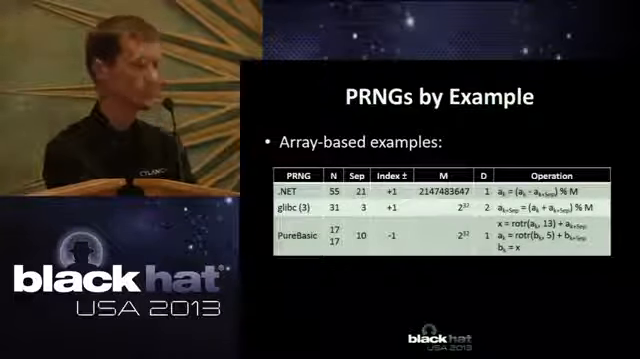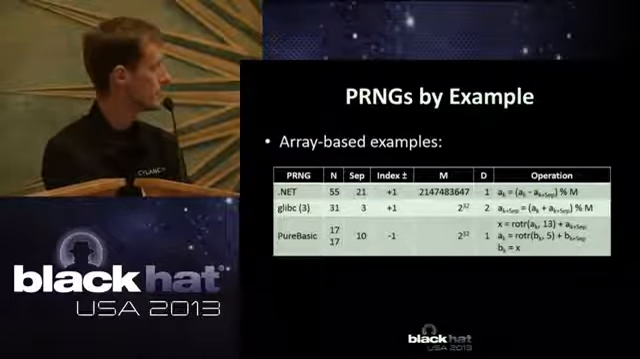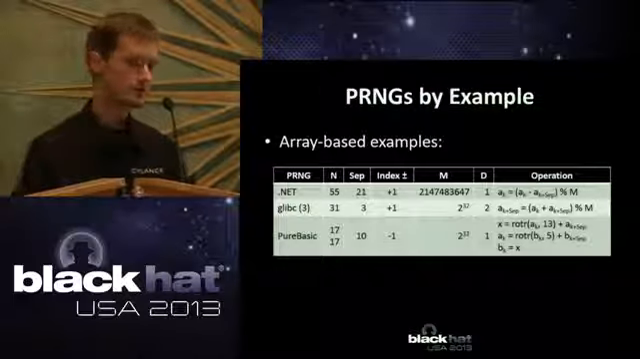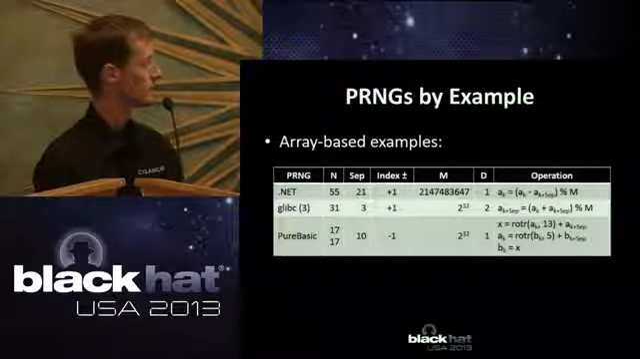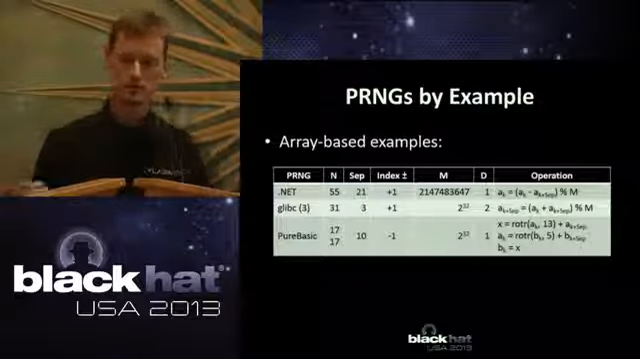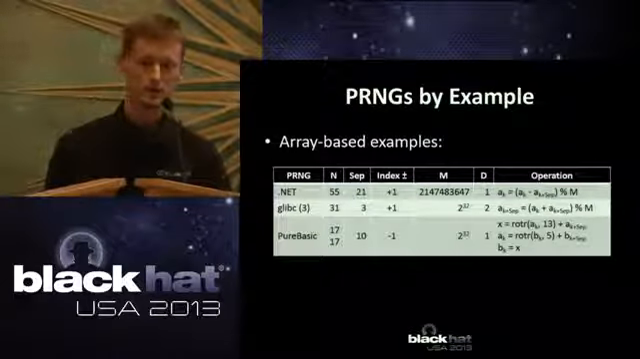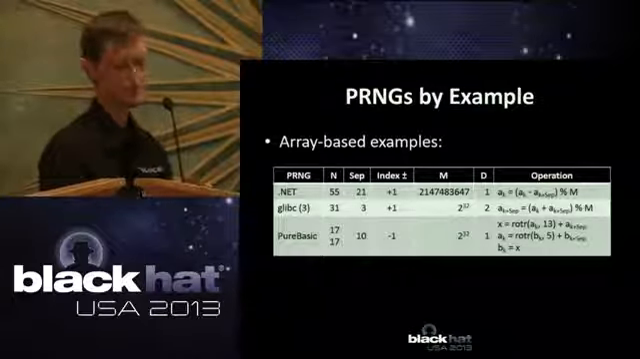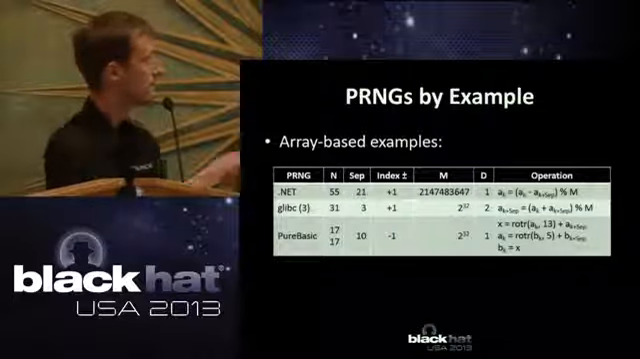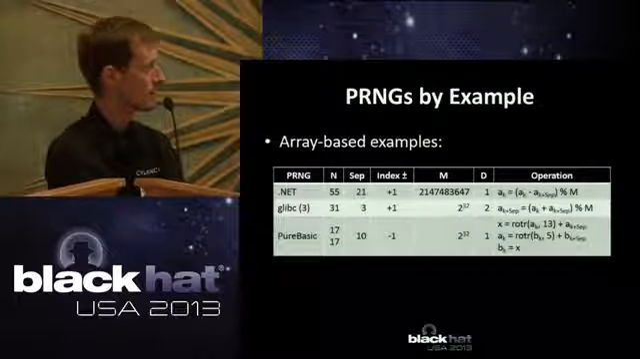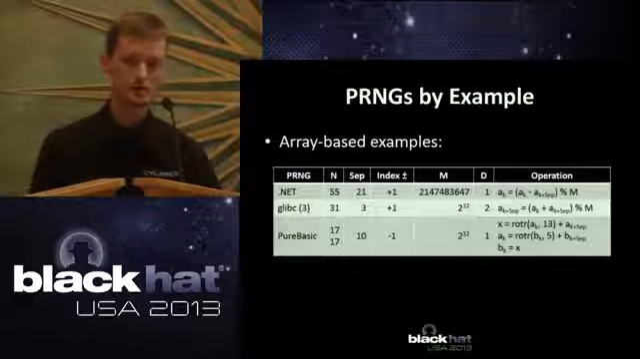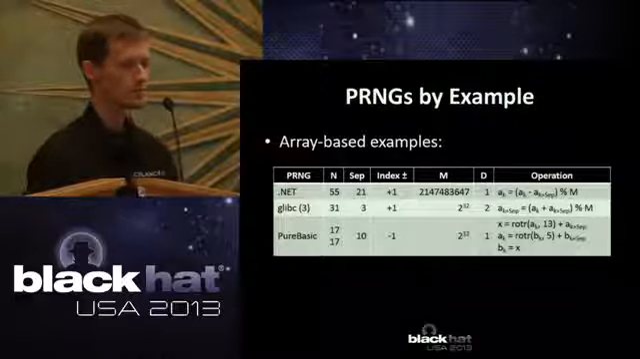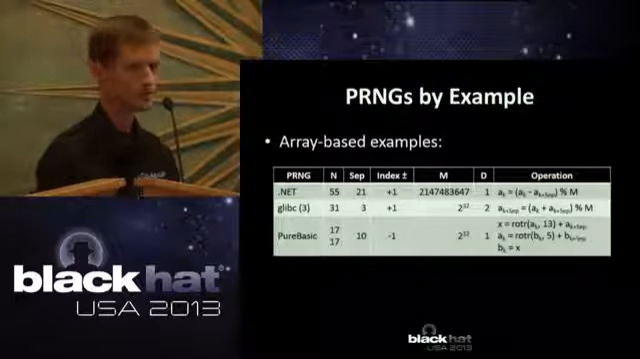glibc, type 3, the default RAND nowadays, also array-based, an array of 31, with separation. A couple of interesting things: it adds numbers, whereas .NET was subtracting them, and it adds an earlier number to a later number. There's a separation of 3 there, but because they did it that way, it's effectively a separation of 28, 31 minus 3. And another thing is it brings back the discard divisor. The least significant bit of each element is lost, shifted away, hidden from us before they ever return that number from the PRNG.